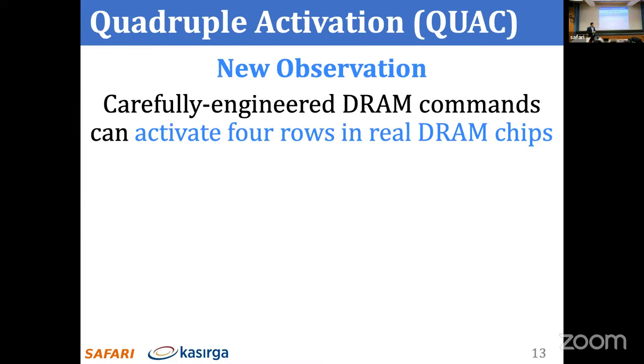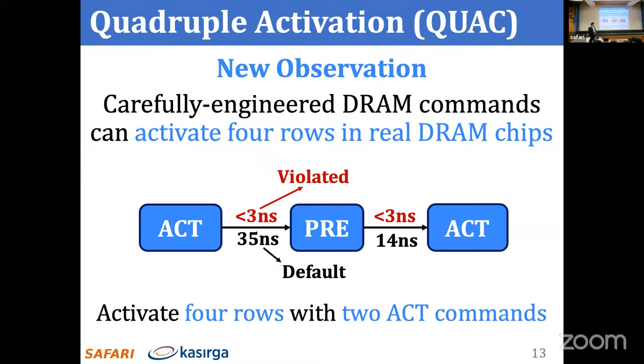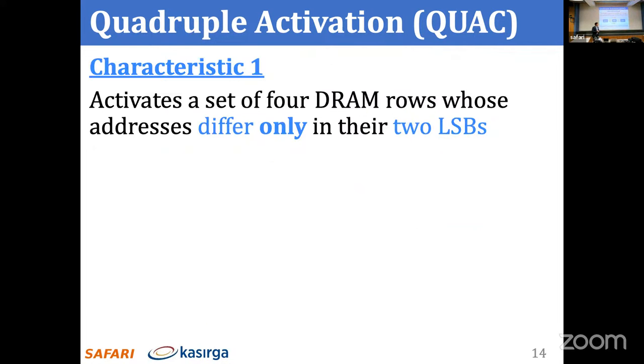We see that if we issue a specialized sequence of DRAM commands, we can activate four rows with only two activate commands in real DRAM chips. That's a very simple sequence. So you send an activate and then a precharge command, but you significantly violate the tRAS timing parameter. So instead of waiting for 35 nanoseconds, which is the default value in our chips, we wait for less than 3 nanoseconds. And then we send another activate command, this time violating the tRP timing parameter. Again, instead of waiting for 14 nanoseconds, the default timing parameter, we wait for less than 3 nanoseconds. This activates four rows with only two activate commands. And I'll describe how we think DRAM chips do this by pictures of a hypothetical DRAM row decoder circuit.